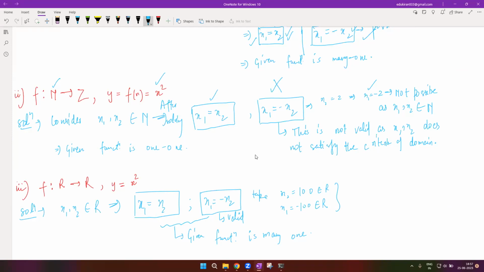So this is the main concept: we start with x1 and x2, and assume f(x1) and f(x2) are equal. If f(x1) equals f(x2), then the only answer should be x1 is equal to x2. If the output is the same, the input should also be the same. There should be no answer other than x1 is equal to x2. And if there are other answers, then they must not be valid in the given domain. If that is the condition, your function is 1, 1. If there is anything other than this, then your function will be many 1.